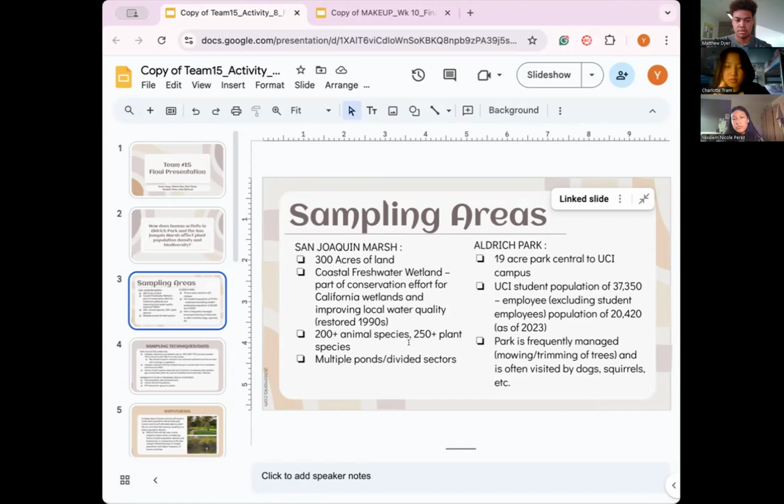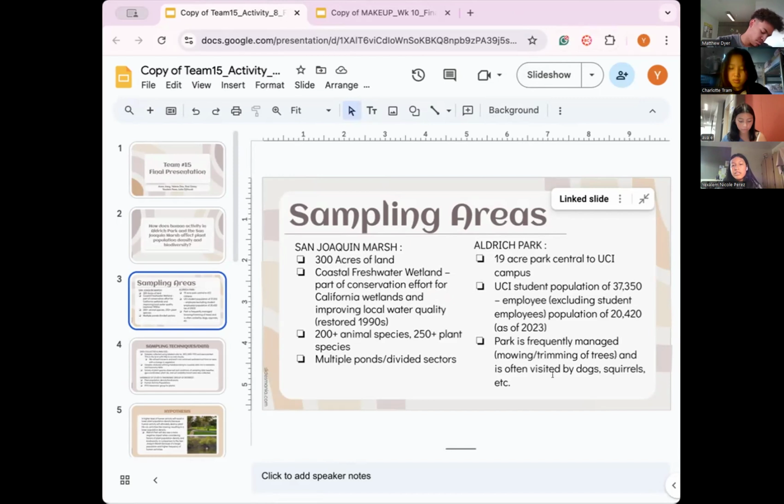And Aldrich Park is a 19-acre park central to the UCI campus. About 37,350 UCI employees are there, and the population of 20,420 as of 2023. And the park is frequently managed and is often visited by dogs and squirrels, etc.